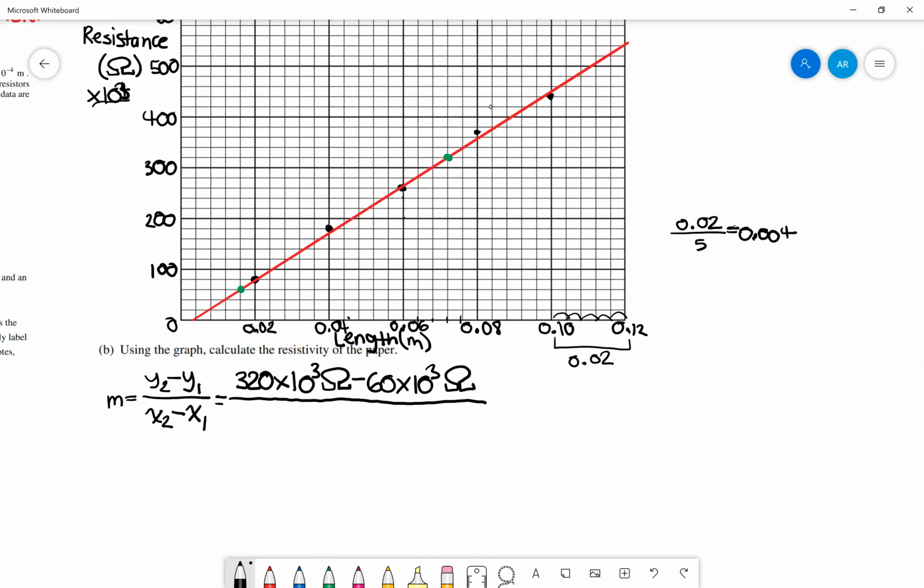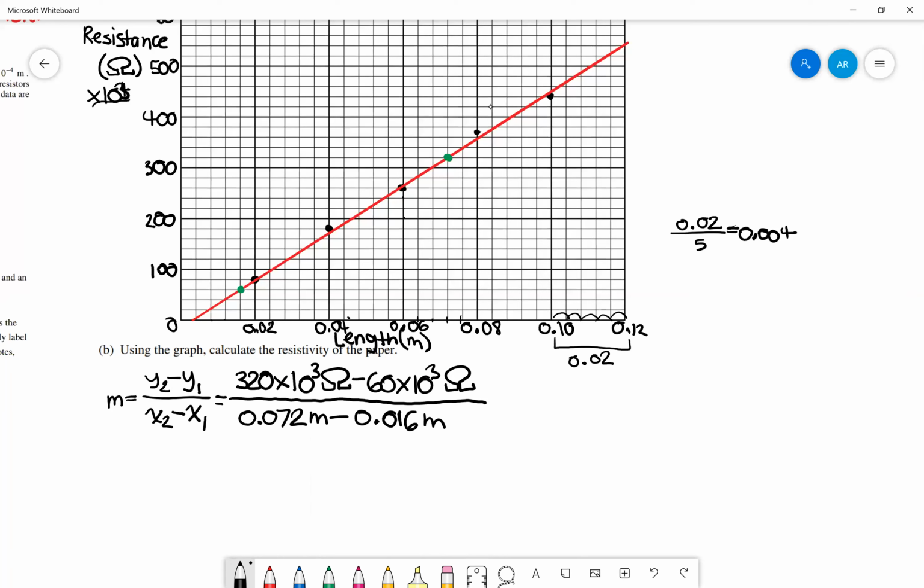So this is 0.072 meters minus our first value: 0.004, 0.008, 0.012, 0.016 meters. And now what do we get? We have 320,000 minus 60,000, divided by 0.072 minus 0.016.